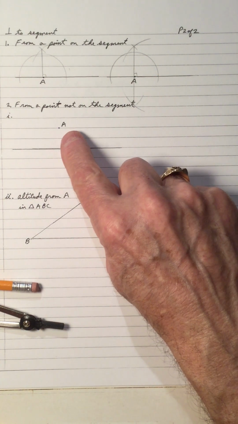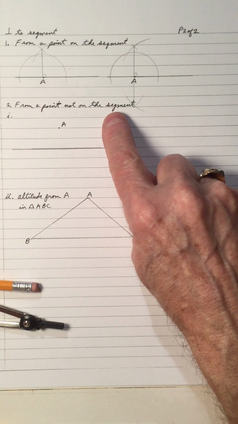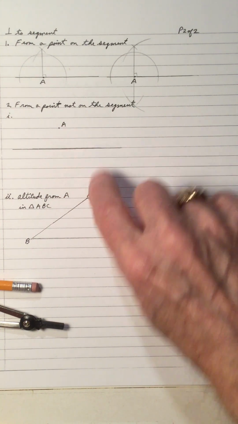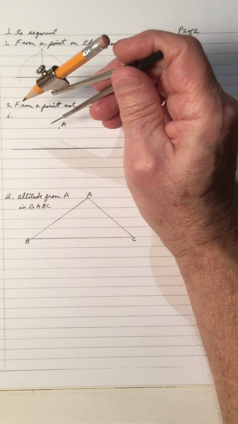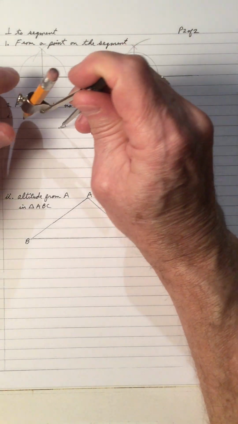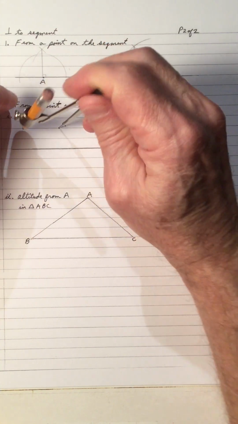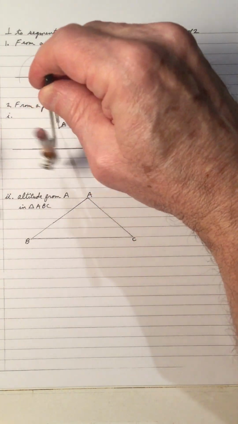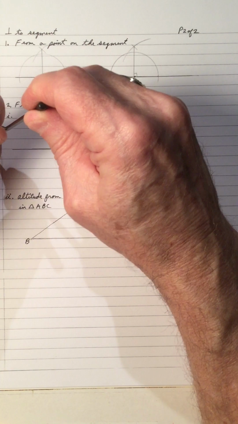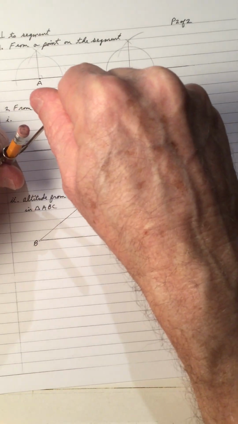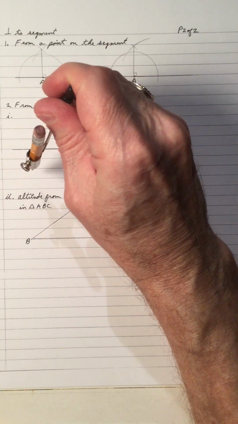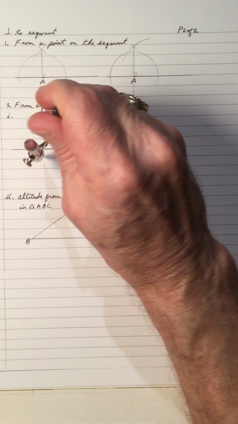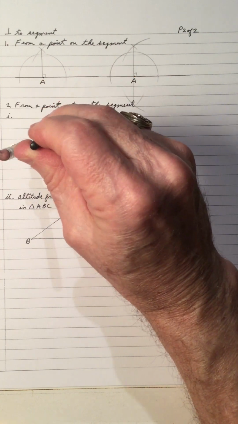So what about if we have a point not on the segment? Let's say A is off the segment. So we open up our compass and we have to intersect the line. I can open it up, but I don't want to open it up too big, like this. So I open it up so that it cuts the segment. So we bring it in. Here it is, as long as it cuts the segment twice.